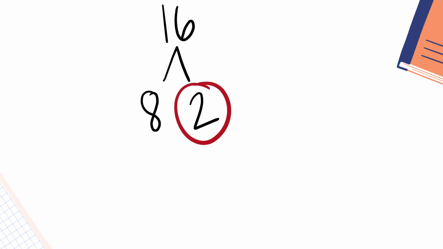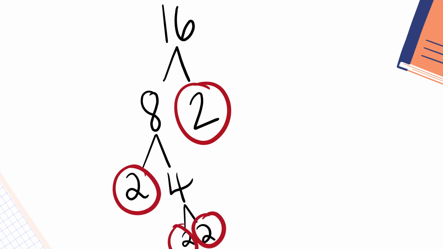And then for 16, I broke 16 up into 8 times 2. You could do 4 times 4, that would be fine. And then 2 is prime. I'm going to go ahead and split 8 up into 2 times 4. 2 is prime. I'm going to break 4 down even further into 2 times 2. So there's my prime factors. So I can rewrite 16 as 2 to the 4th.